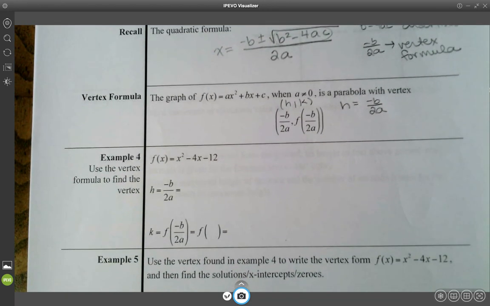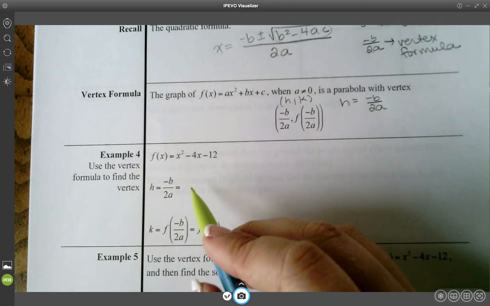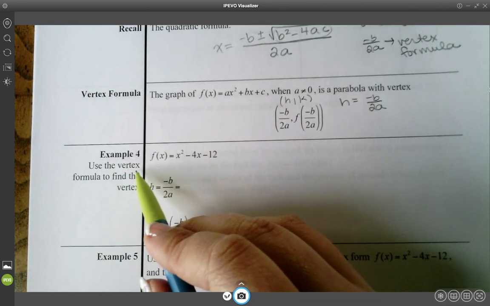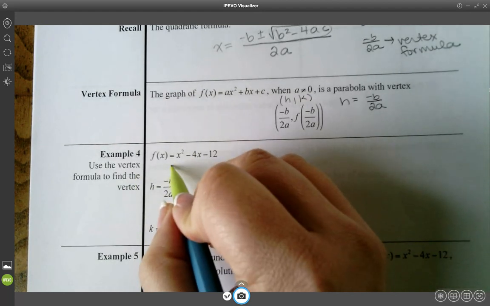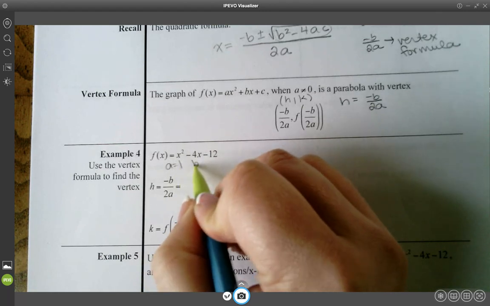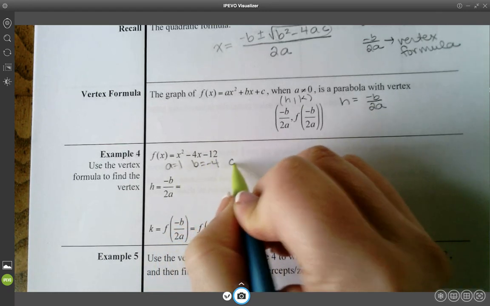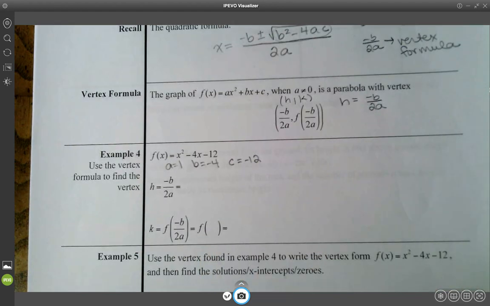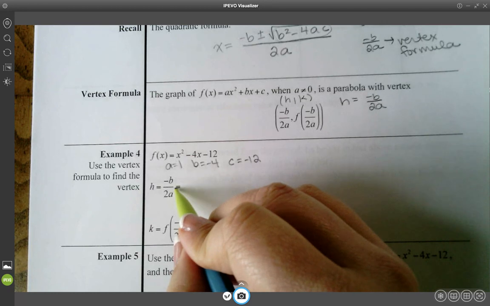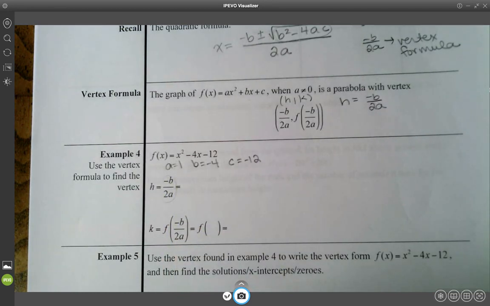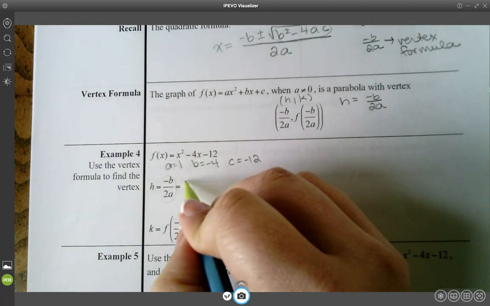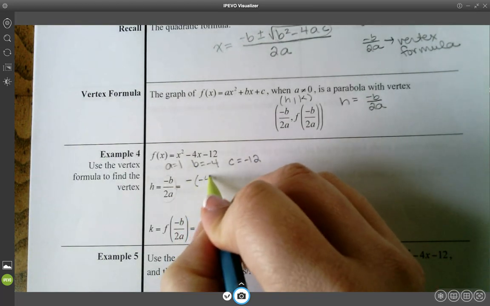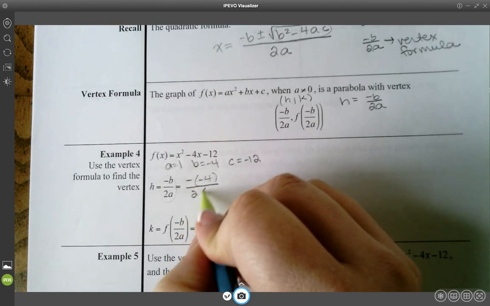For example 4, we have an equation in standard form, and in order to find the vertex, we want to use the vertex formula. So the first thing I'm going to do is label a is 1, b is -4, and c is -12. So I have my values for a, b, and c. And then to find the vertex, we use just that first part of the quadratic equation, the -b over 2a, and we're going to substitute in our values. So -b, which is -4, divided by 2 times a.